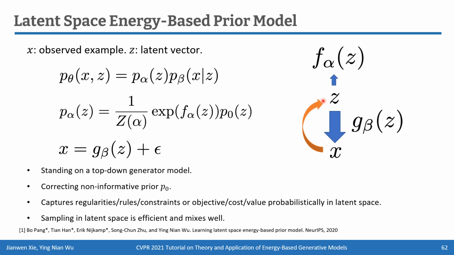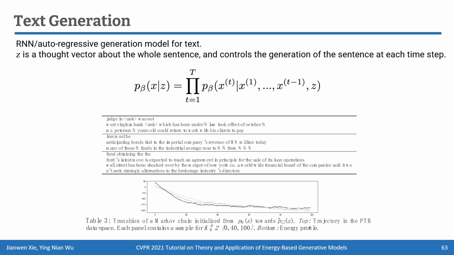And the sampling in the latent space can be very efficient and can mix very well. And in fact, we can also learn an inference model that directly generates Z given X, and we can generalize the VAE framework to this type of model very easily. So I already showed you that the model can be used for image generation, which leads to very good FID scores. And in fact, perhaps a more interesting application is text modeling or text generation.